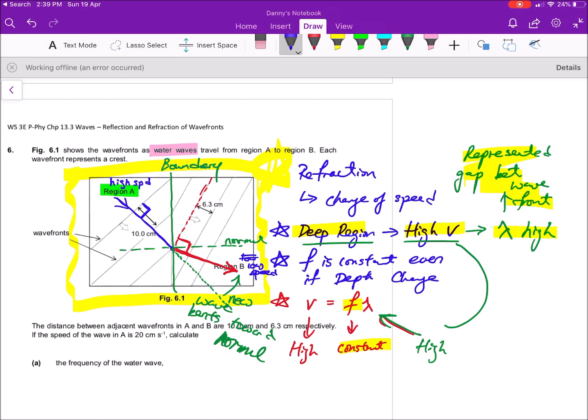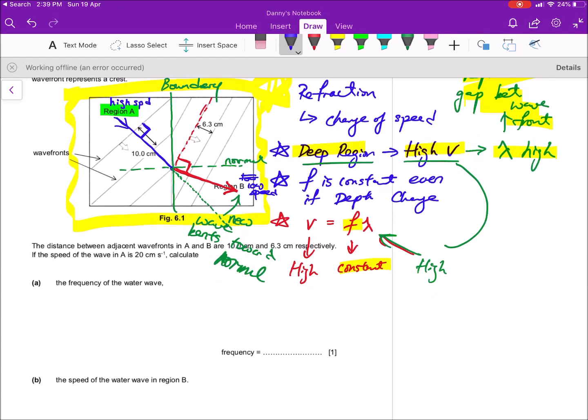Yeah, so from this question you can actually see how refraction and wavefront can lead to the same conclusion. They agree with each other.